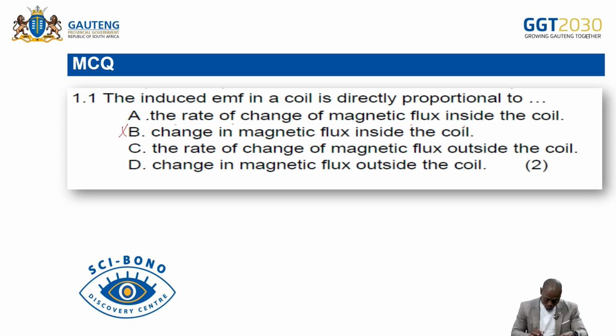This is out. It should be the rate. So we need to check this one and this one. This one is out. Remember, Faraday's law states that the induced EMF is directly proportional to the rate of change of magnetic flux, right? So the rate of change in magnetic flux inside the coil, or outside the coil? It can't be outside the coil. It should be inside what? The coil.